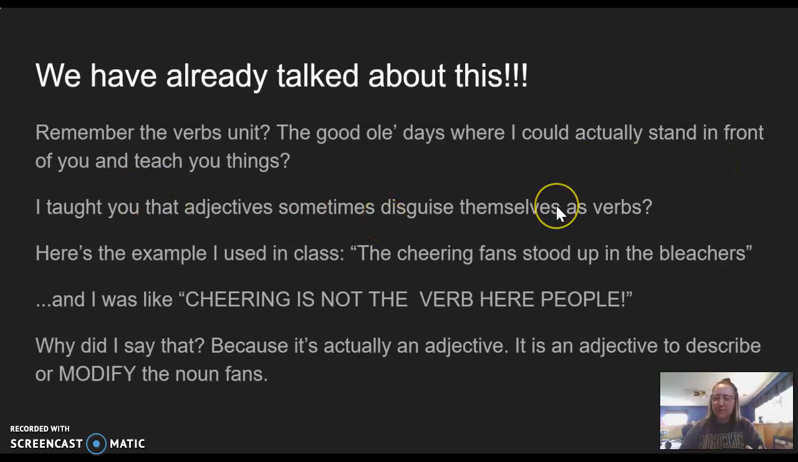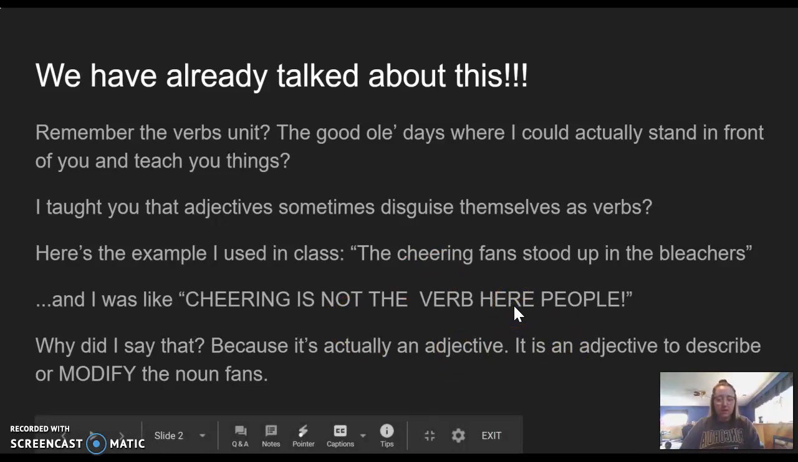So here's the example I believe I used in class or something similar to it. The cheering fans stood up in the bleachers, and I was like, you guys, cheering is not the verb here. It looks like a verb. I know that cheer is a verb, but we're not saying the fans are cheering, we're saying they're standing up. So stood is your verb. And everybody was like, whoa, that's crazy. Well, now what I want you to focus on is actually that adjective cheering, because I want you to be able to know that sometimes adjectives look like verbs.